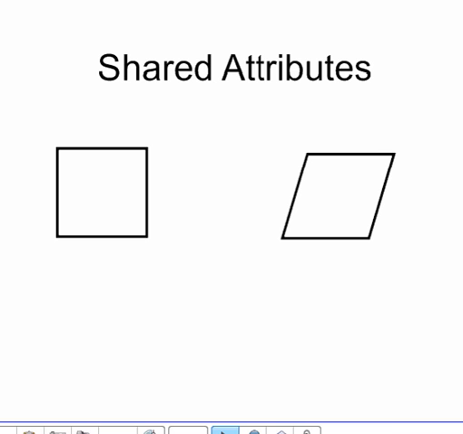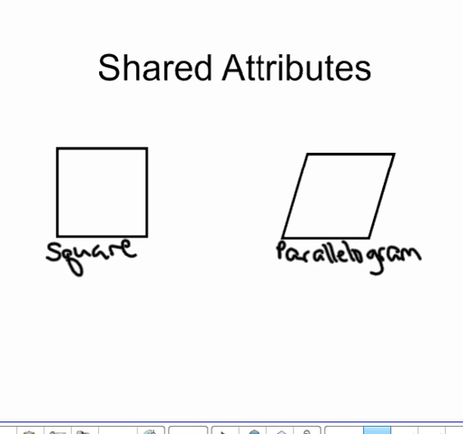Well, if I have two different quadrilaterals right here, let's just say I have my square and I have my parallelogram. And you know that this also can be our rhombus. What we need to do is figure out what are the actual attributes of each of these shapes, okay? So if I take a look at my square first, okay?